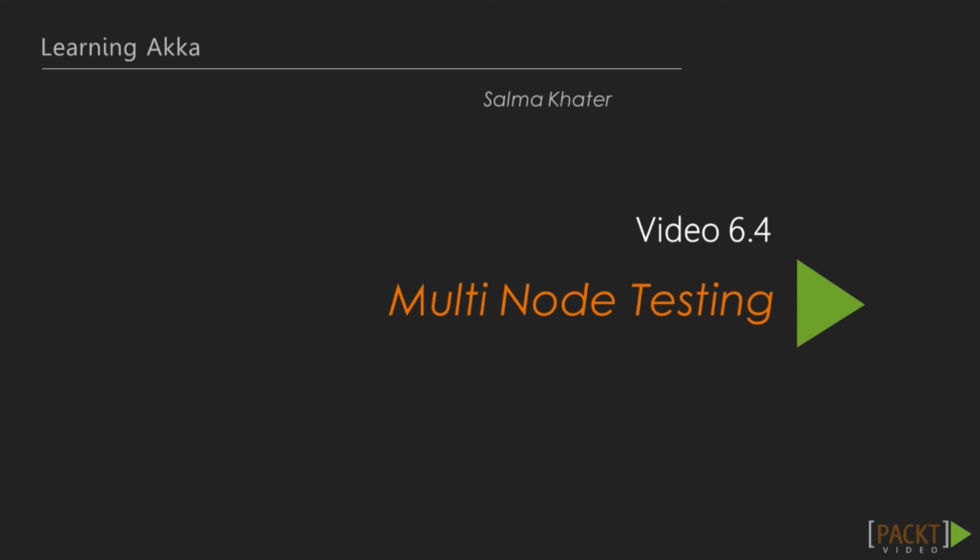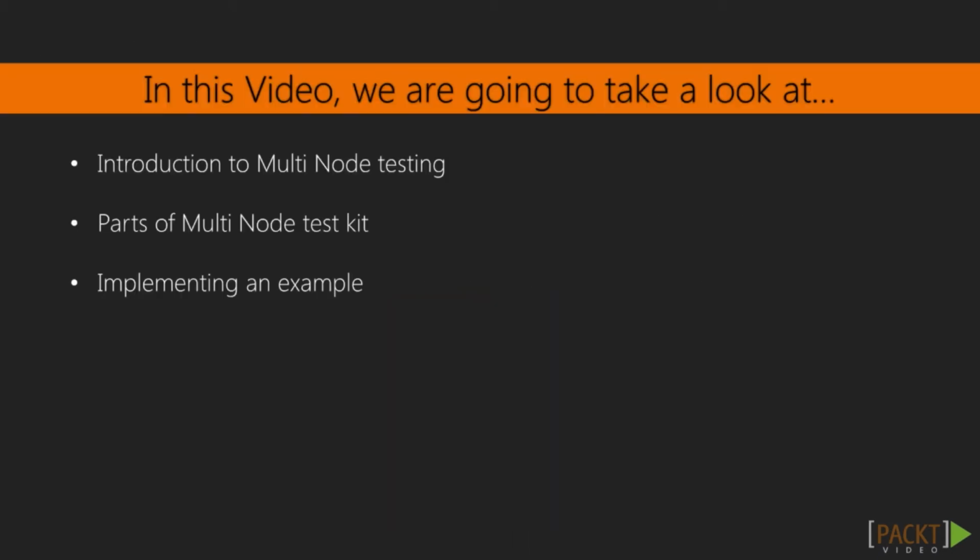Welcome to the last video on Section 6, Multinode Testing. In the previous video, we tested the FSM actor. In this video, we will take a look at multinode testing, which among other things can be used to test Akka cluster apps in an almost real setting, with real networking involved between the JVMs. Here, we will get a quick introduction to the multinode testing kit, and we'll discuss the main parts of it. And finally, we will implement multinode test examples.